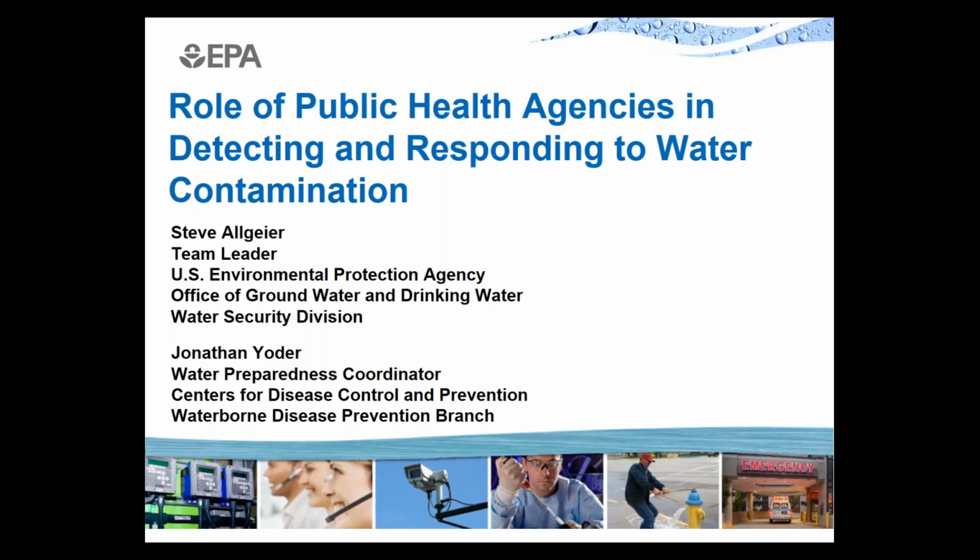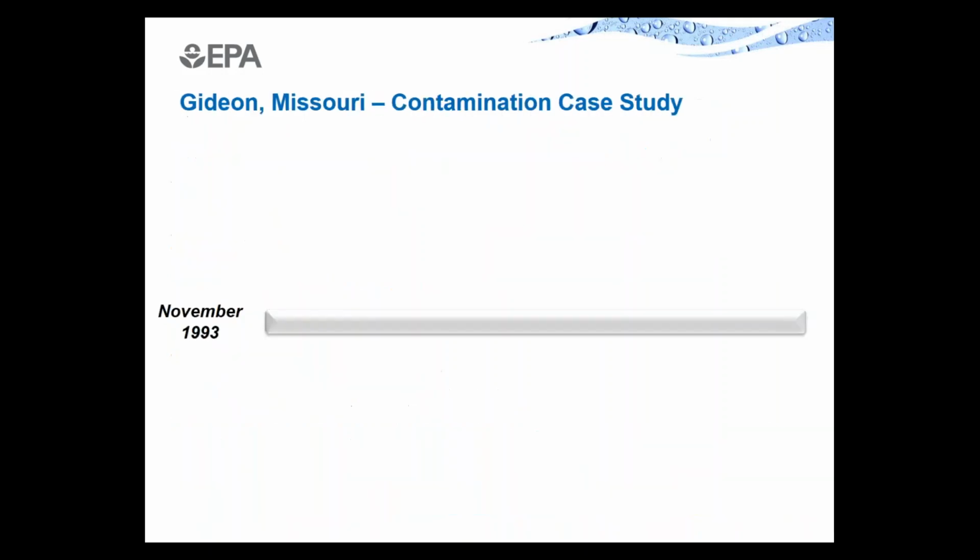But during the first half of today's webinar, for my presentation, I'll be talking about how public health surveillance can be used to monitor for and detect drinking water contamination incidents, and talk a little bit about how water utilities can tap into that resource. So I'd like to start with a case study to demonstrate this.